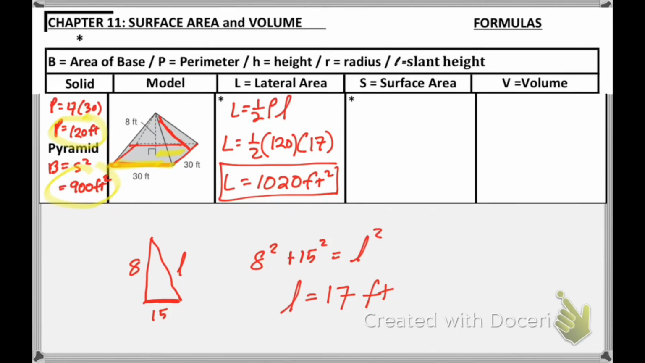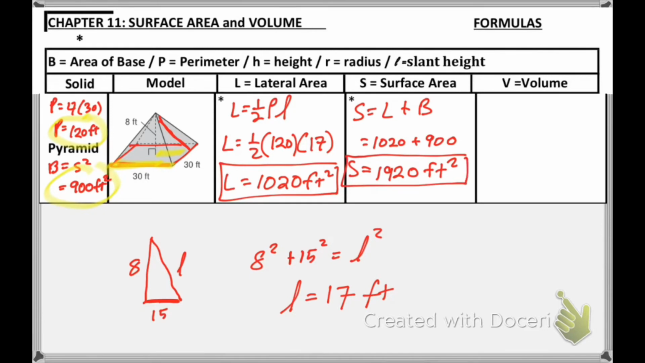Now let's calculate the surface area. Well, surface area is equal to the lateral area plus the area of the base. And the lateral surface area is 1020 plus 900, which is the area of the base. I get a surface area which is equal to 1920 feet squared. Don't forget units squared for area. So again, take the lateral surface area, add it to the base, and get the total surface area.